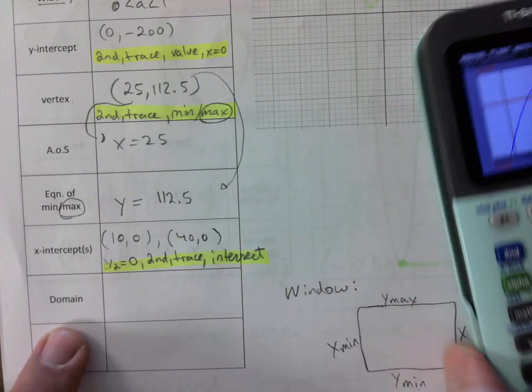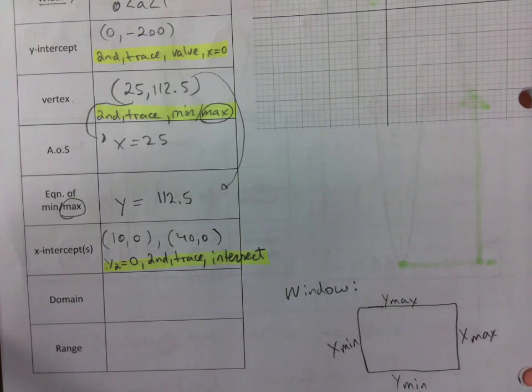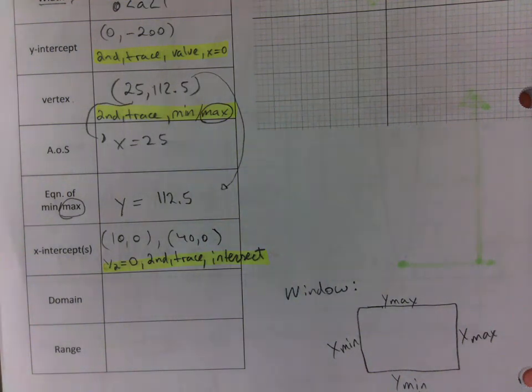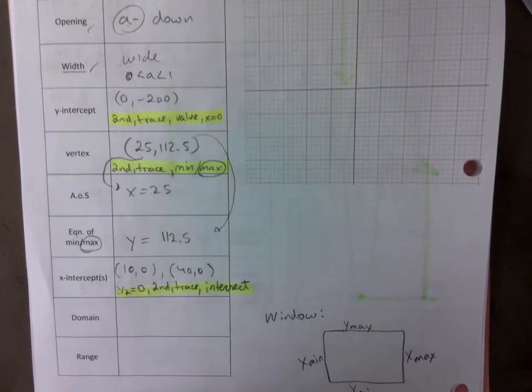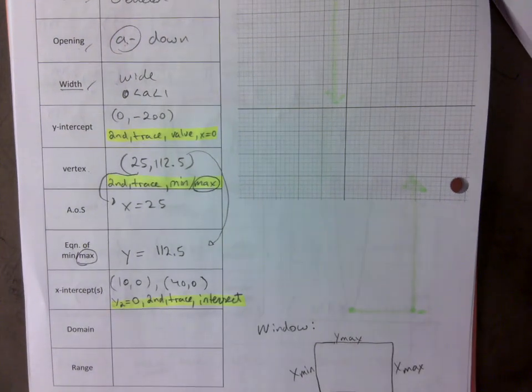We'll do the domain and range a little later. Let's sketch this thing. We have everything we need to sketch it. Here are the important points. Let me highlight that. I'm going to use pink.